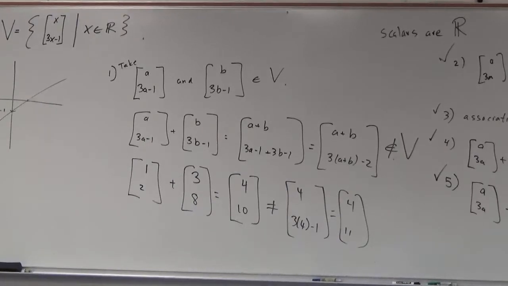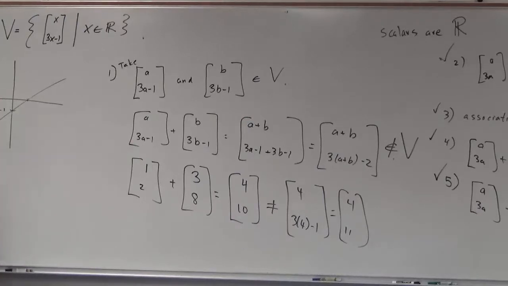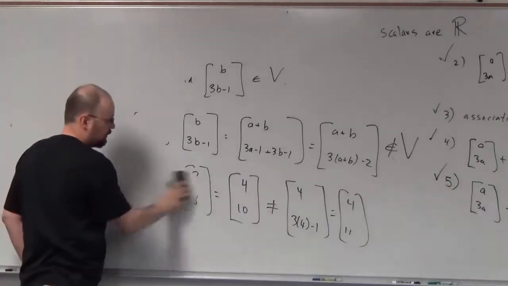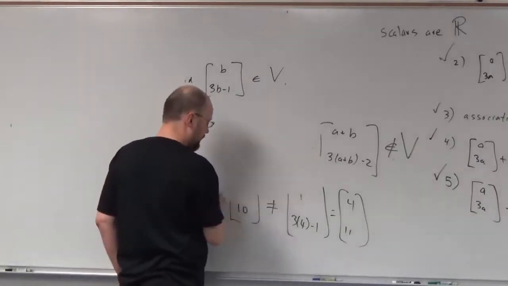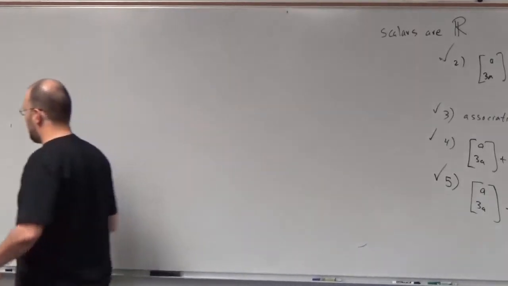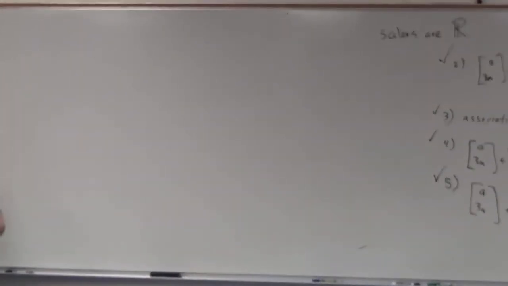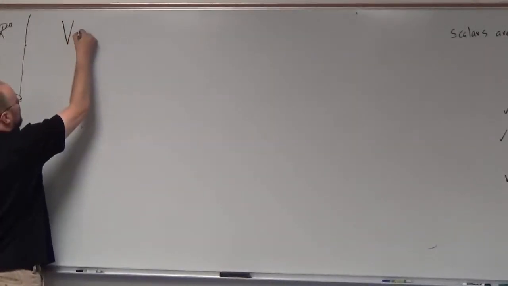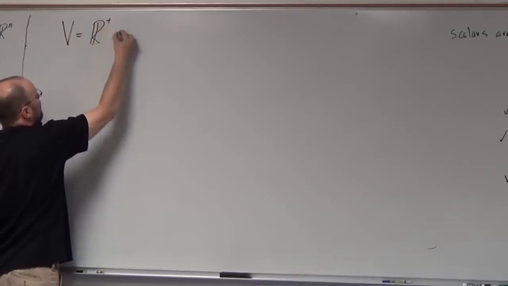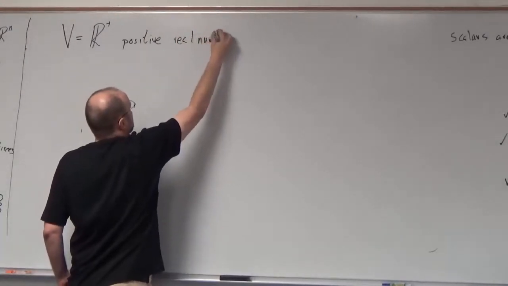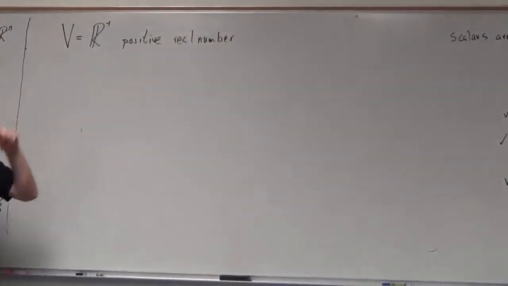Now, next we're going to look at a more interesting example. It is a vector space, but we're going to define addition and scaling in a funny way to show you how we can get abstract. So consider our set to be positive real numbers. So our vectors are numbers.